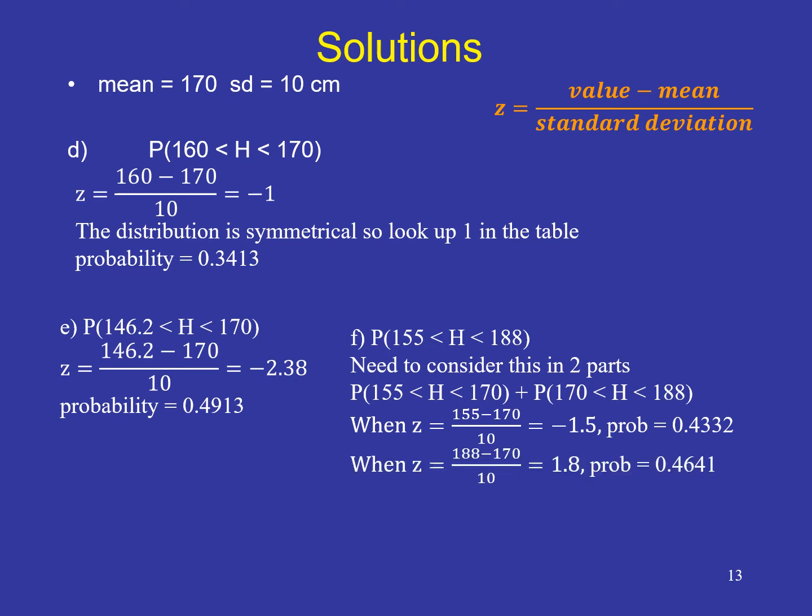We now do the same thing for 188. Stick in the values, we get Z is 1.8, so 188 is 1.8 standard deviations above the mean. Looking at 1.8 in our normal table, we get 0.4641. We need to add both of these probabilities together, so we end up with 0.8973.